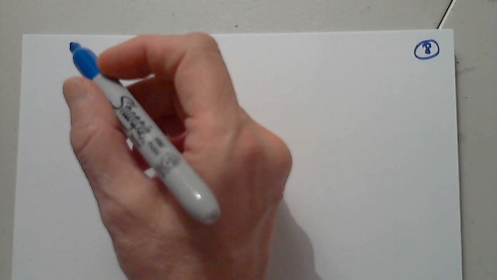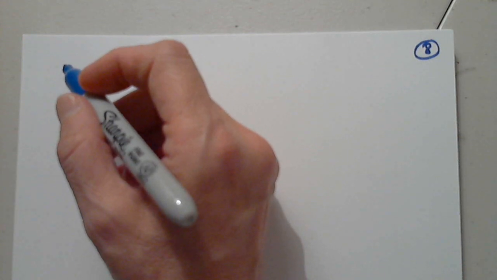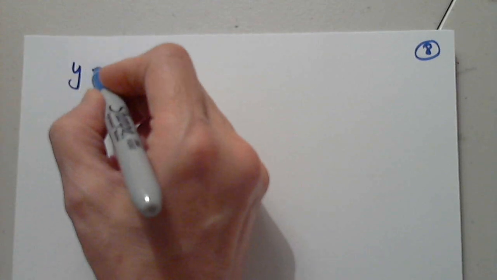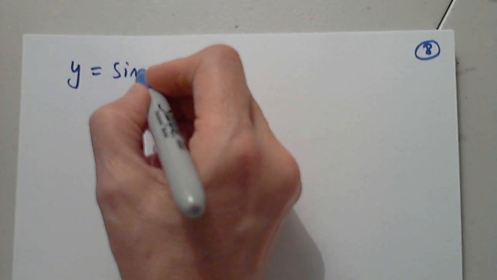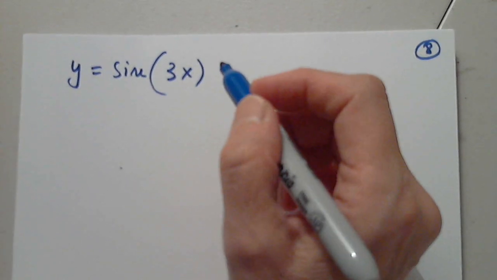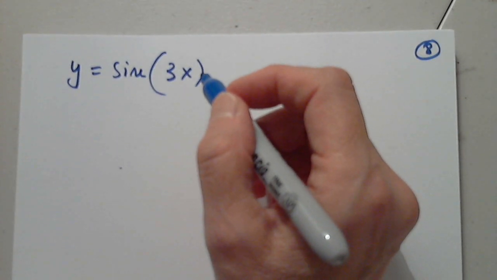So I have two questions. Yes, I'm ready. I have two questions. The first one is use the logarithmic differentiation to find the derivative of the function. And the function is y equals sine of 3x, and then the exponent is ln of x.